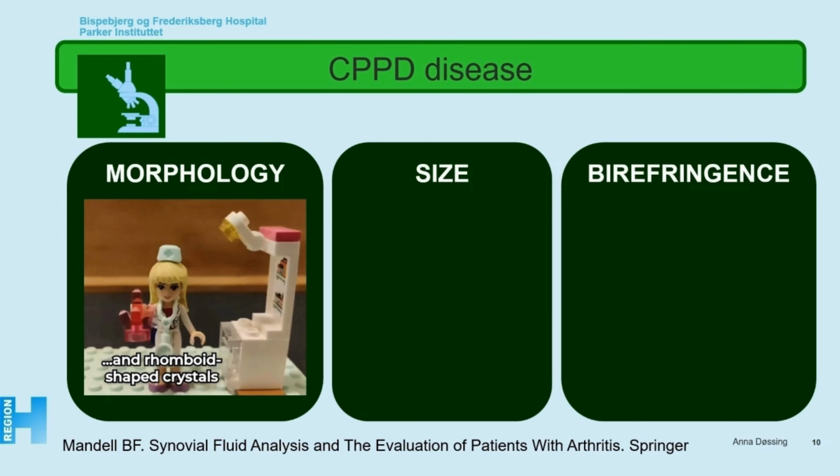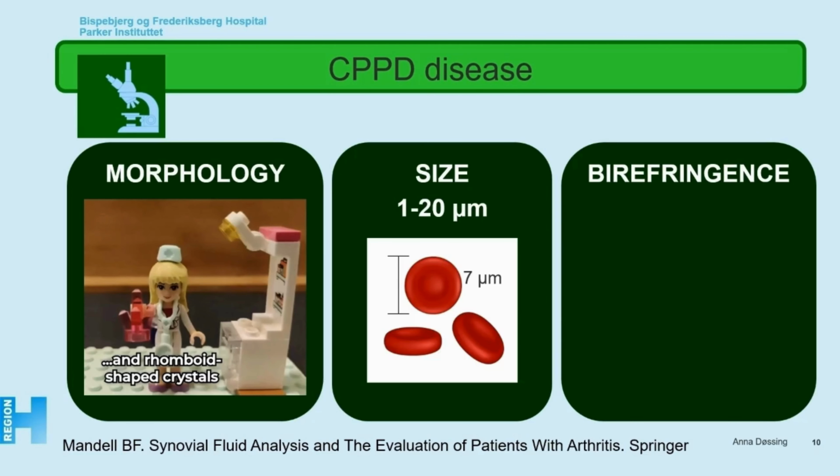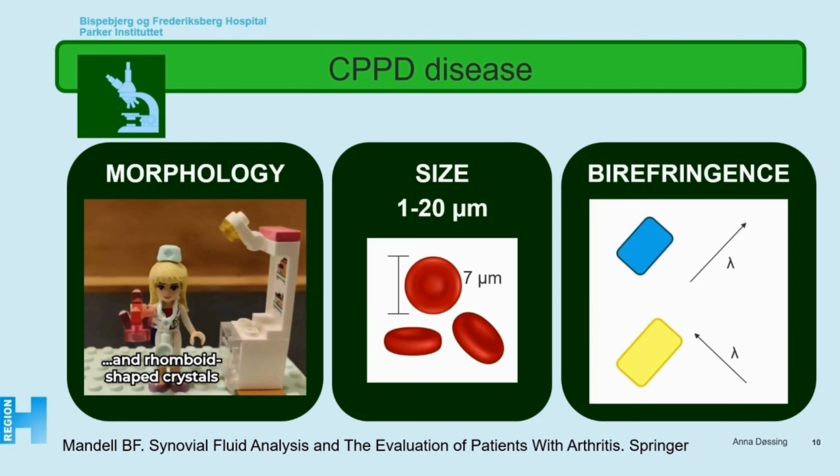the crystals. Calcium pyrophosphate crystals are 1 to 20 micrometers, and while this is difficult eyeballing, what we often do is identifying red blood cells in the synovial fluid, which we know to have a diameter of 7 micrometers. We also know that calcium pyrophosphate crystals are weakly positively birefringent, so that means staying parallel to the axis of the lambda filter, they will turn blue, where staying perpendicular to the axis, they'll turn yellow.